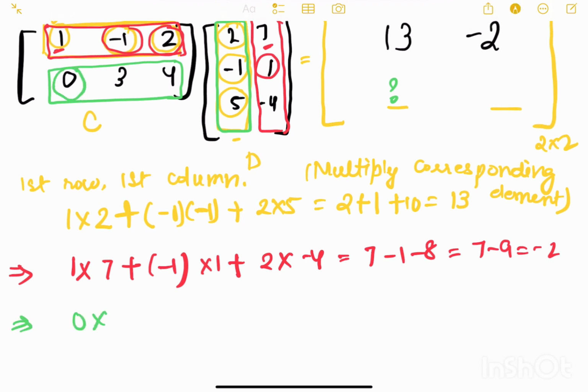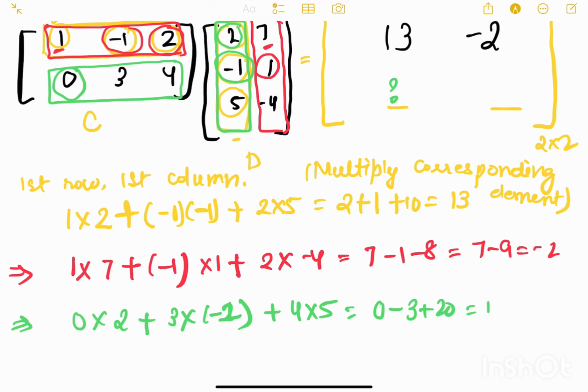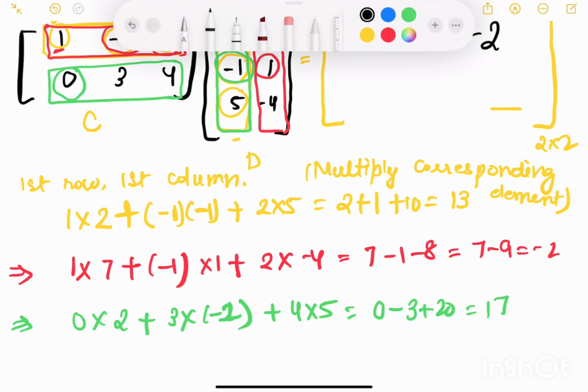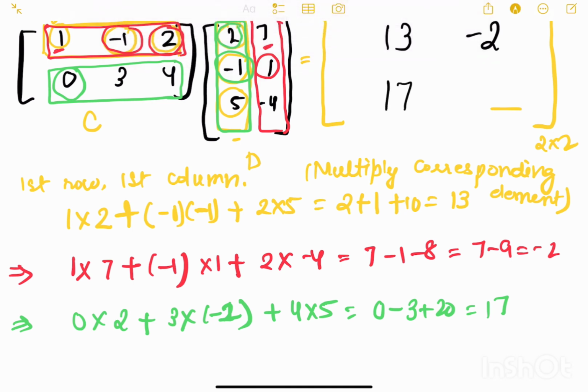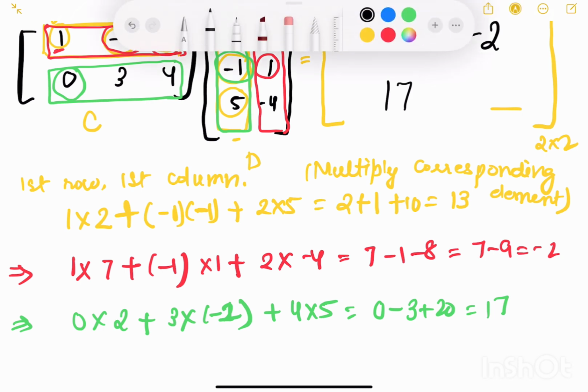It is 0 multiplied by the first element here, which is 2, plus 3. This is my second element in the row. And this is minus of 1, minus of 1 in the first column. Plus 4 into 5. So what will it be? 0 minus of 3 plus of 20. This will be 17. So this question mark which I have just written here, that will be 17. So now we are just left with the last element.